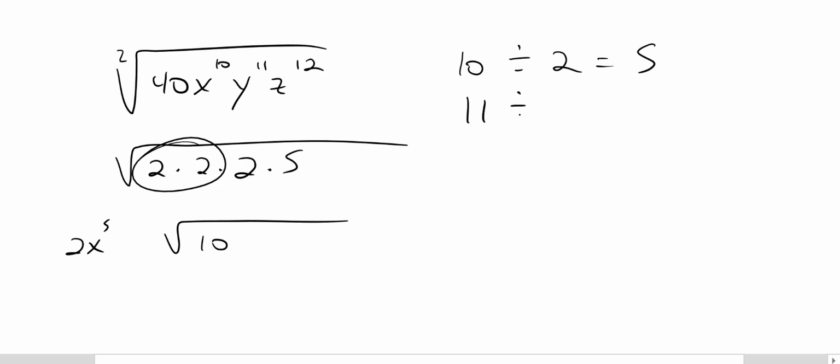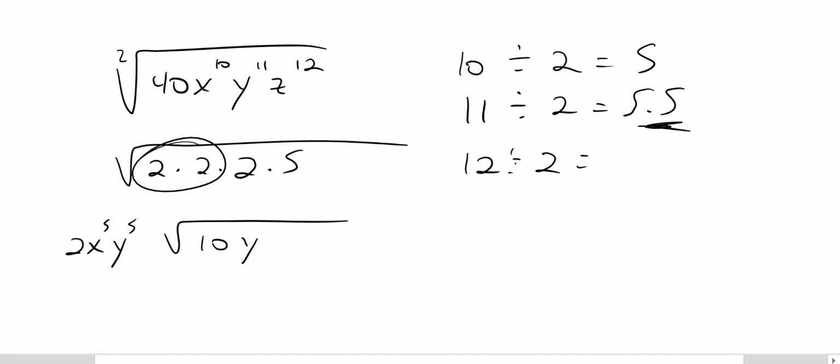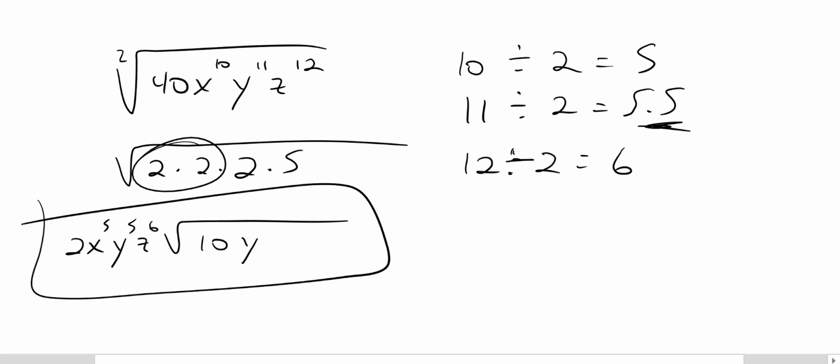11 divided by 2 is 5.5. There's a remainder. So it's y to the 5th with a leftover. And then the z is 12 divided by 2, which is 6, no remainder, so it's z to the 6th. And that's your answer. Okay, that's not bad.